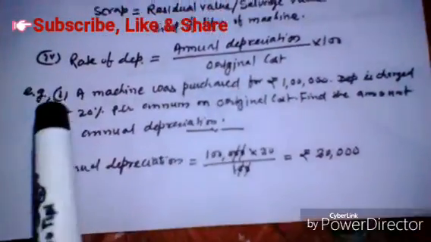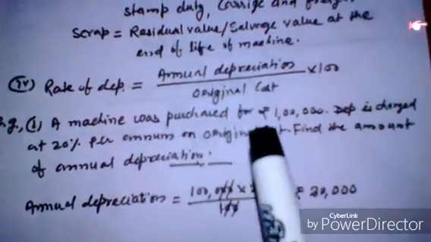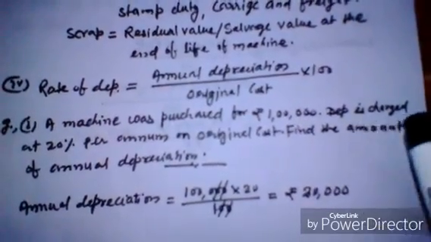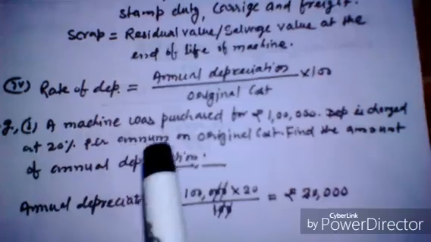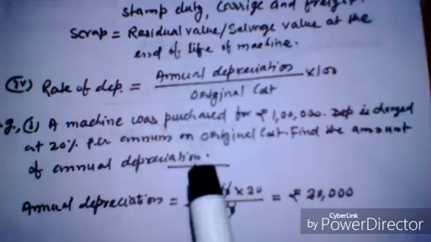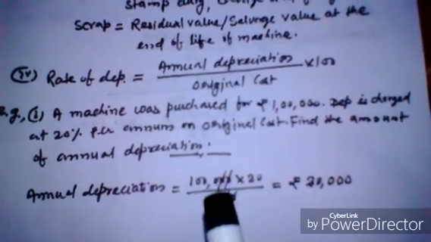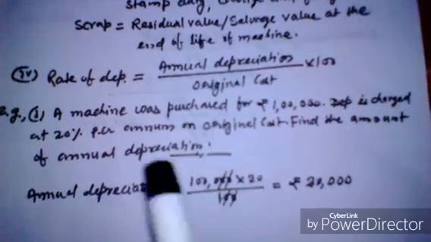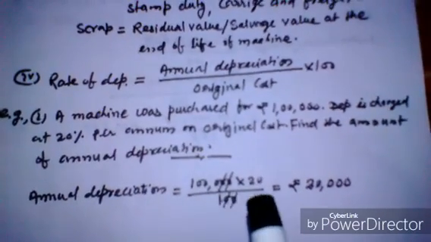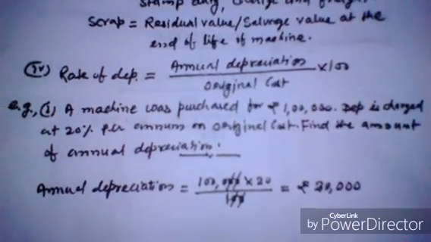For example, if a machine was purchased for rupees 100,000, and depreciation is charged at the rate of 20% per annum on original cost, find the amount of annual depreciation. So annual depreciation is equal to 100,000, that means cost of machine, into 20% rate divided by 100. So it will be 20,000 depreciation per annum.